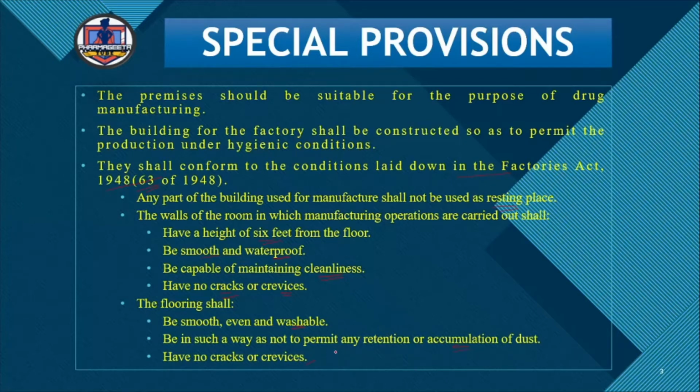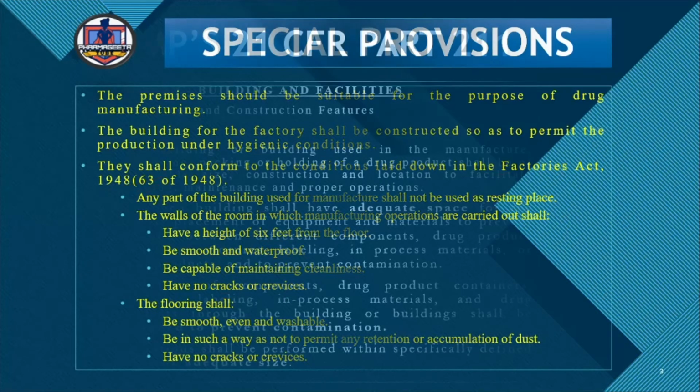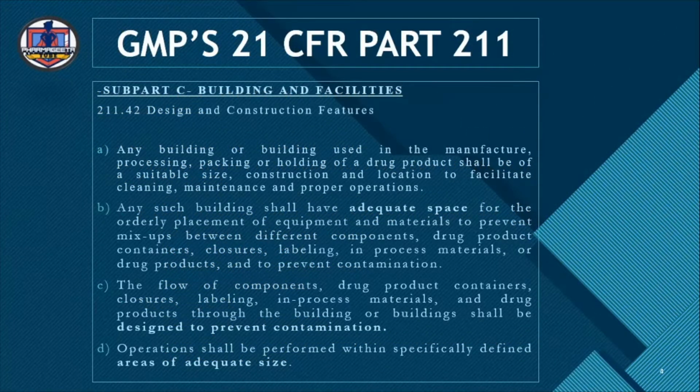So proceeding to the next part of the slide, good manufacturing practices. GMP refers to the good manufacturing practices. These are the guidelines in accordance to the Code of Federal Regulation of Food and Drug Administration, that is USA National Archives. These guidelines guide us about the design and construction features of manufacturing plant, that is especially subpart C of part 211. It is clearly mentioned that design and construction features of buildings and facilities.